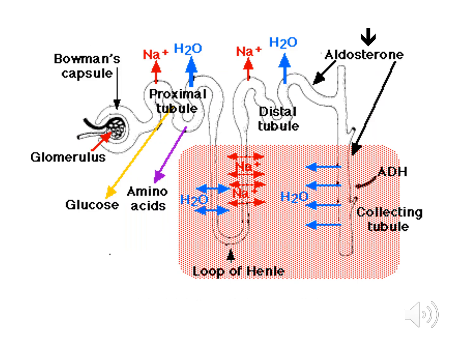Now, as you go through the loop of Henle and then to the first part of the distal tubule, you have a lot of different solutes and water leaving and re-entering.